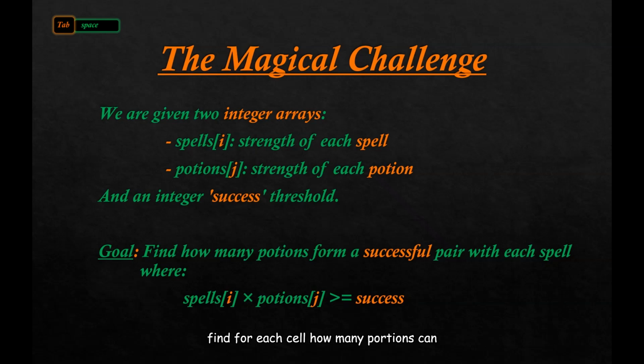Our task is to find for each spell how many potions can form a successful pair, meaning that the product is greater than or equal to the success value.